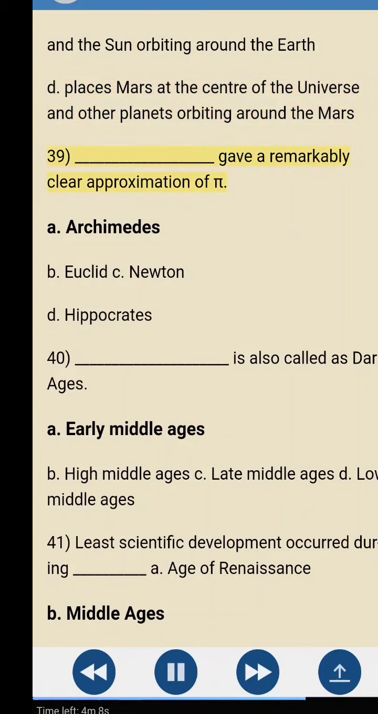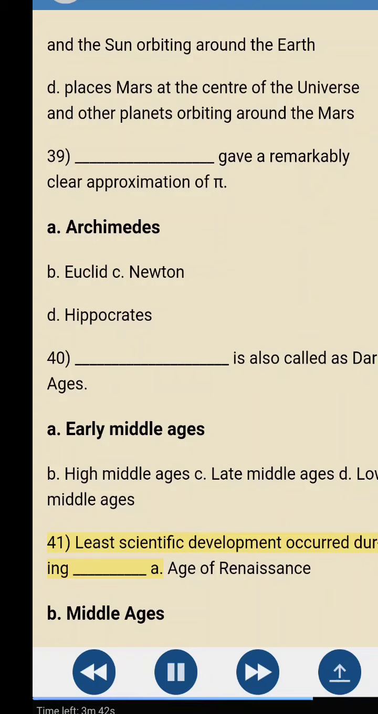39. Blank gave a remarkably clear approximation of pi. A. Archimedes. B. Euclid. C. Newton. D. Hippocrates. 40. Blank is also called as Dark Ages. A. Early Middle Ages. B. High Middle Ages. C. Late Middle Ages. D. Low Middle Ages.